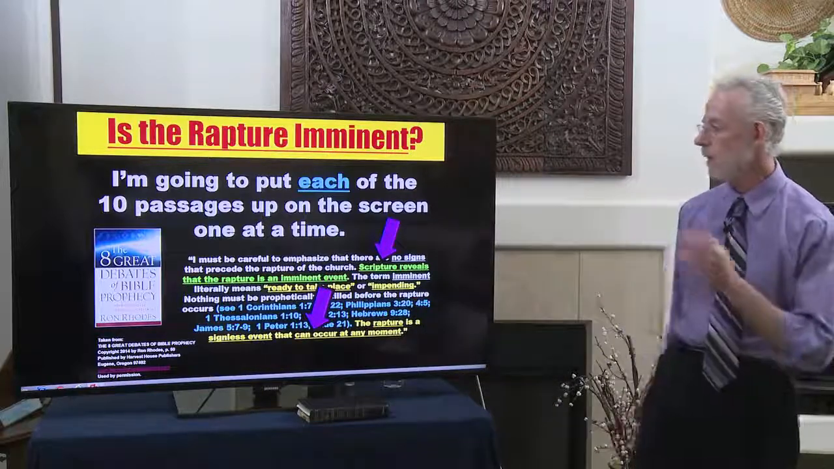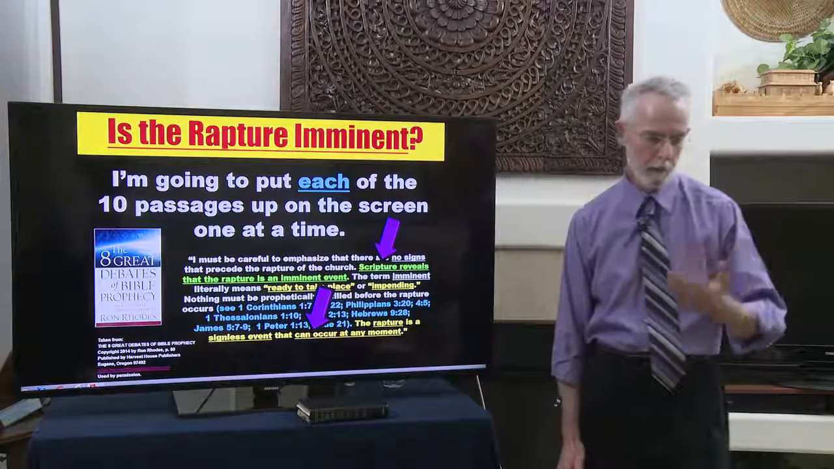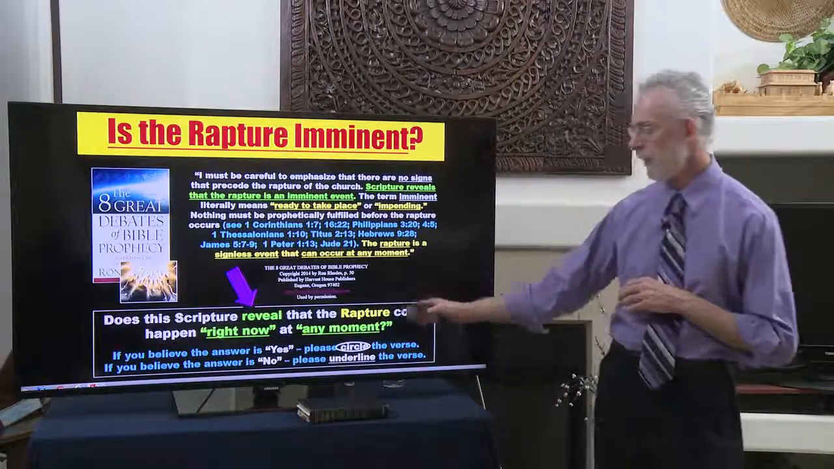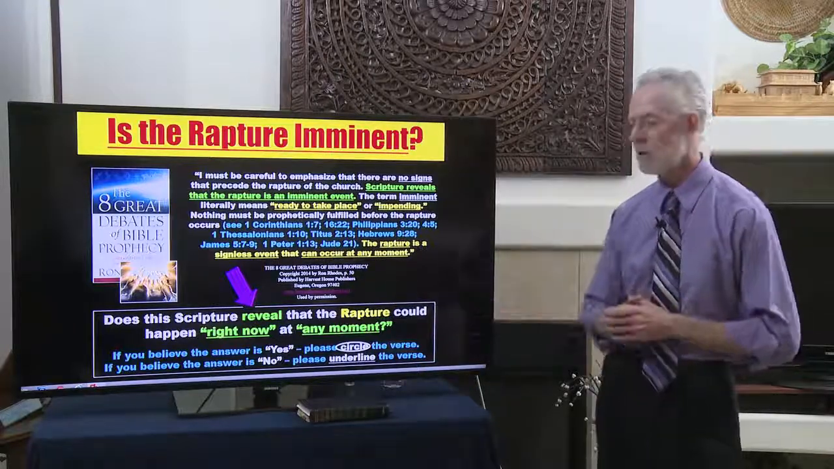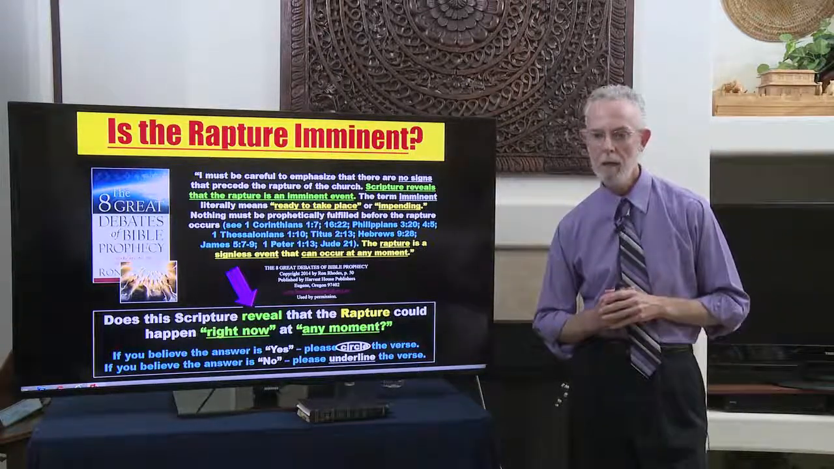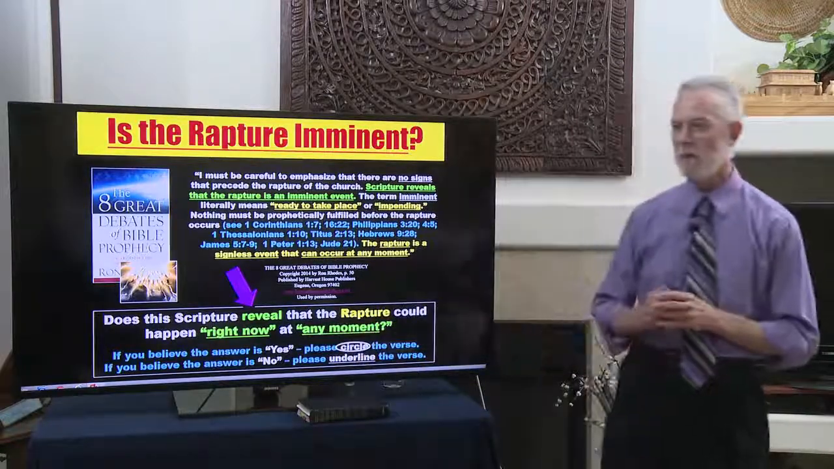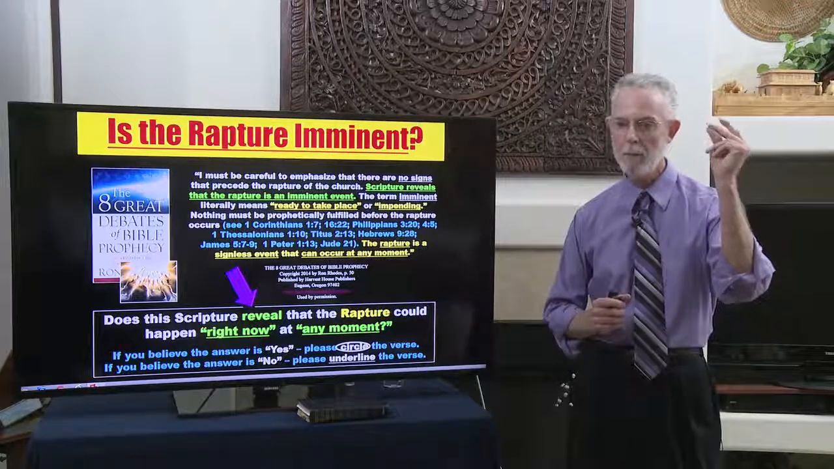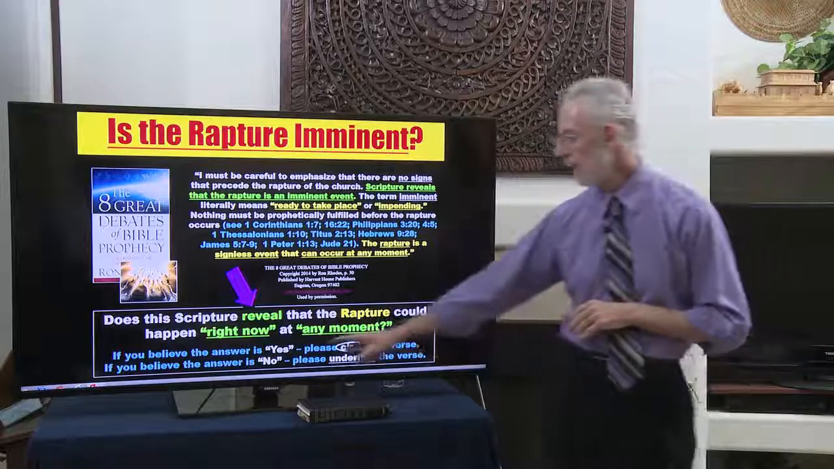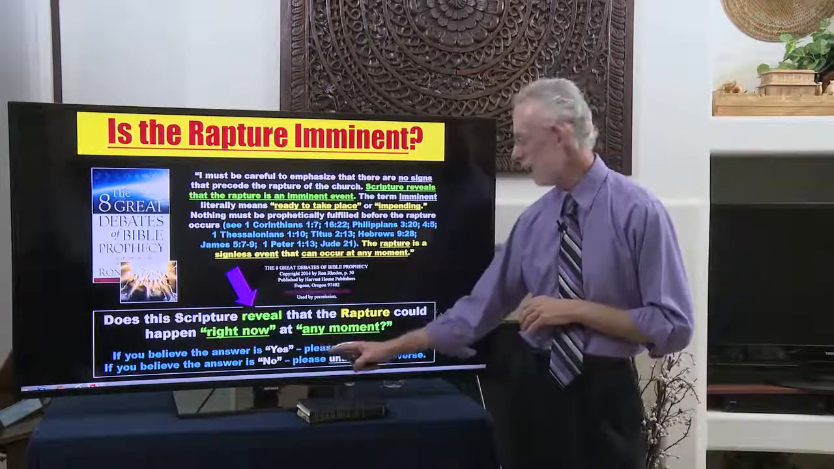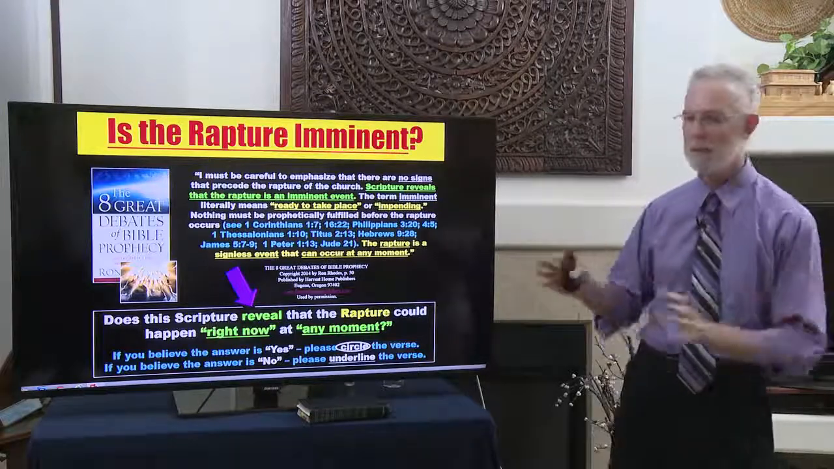So here's what we're going to do. I'm going to put those passages of Scripture up on the screen one at a time, and I'm going to read them. And as I read them, I'm going to ask you this question. Does this Scripture reveal that the rapture could happen right now at any moment? Here's what I'm going to ask you to do. If you believe the answer is yes, if you believe that passage of Scripture teaches that the rapture could happen right now at any moment, I'd like you to circle that verse. And if you believe the answer is no, that it doesn't teach that, I would like you to underline the verse, okay? Now, when I go through these, I'm going to go through them twice.